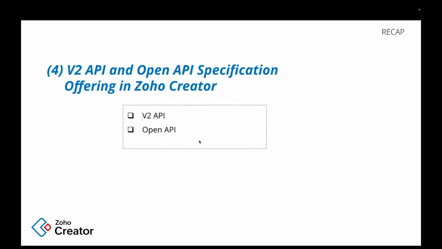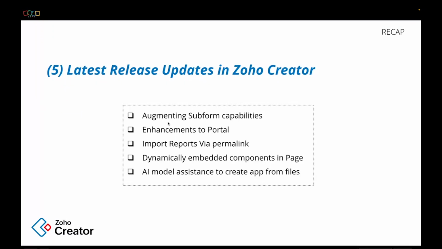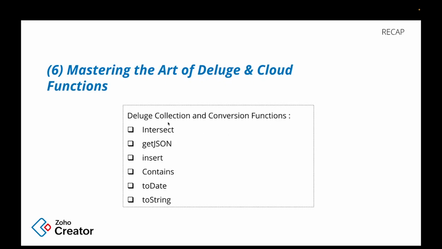Then we had a session on V2 API and Open API specifications in Zoho Creator, in which we were learning about the V2 API and the Open API. Then we had a session for latest release updates in Zoho Creator, in which we covered augmenting subform capabilities, enhancement to portal, import reports via permalink, dynamically embedded components in page, and AI model assistance to create apps from files.